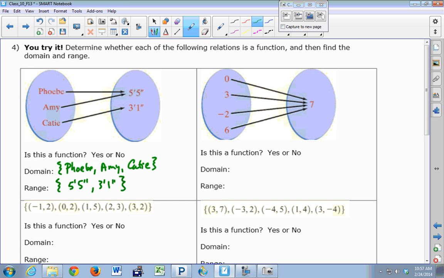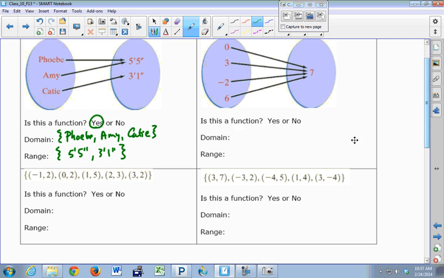So does this represent a function? Is there one and only one output for each element in the domain? For each name, is there one height? Does Phoebe have one height? Does Amy have one height? And does Katie have one height? So is this a function? Yes, it is. So you've got three more. You've got another pictorial representation, and the other two are sets represented by ordered pairs. So work these out in your group. When you all agree, put up your flag.